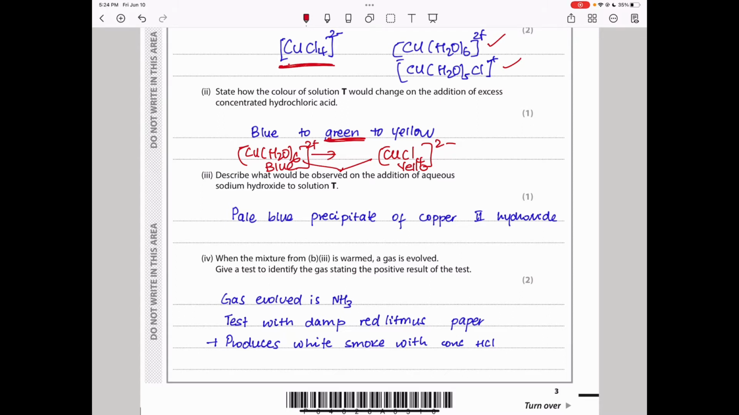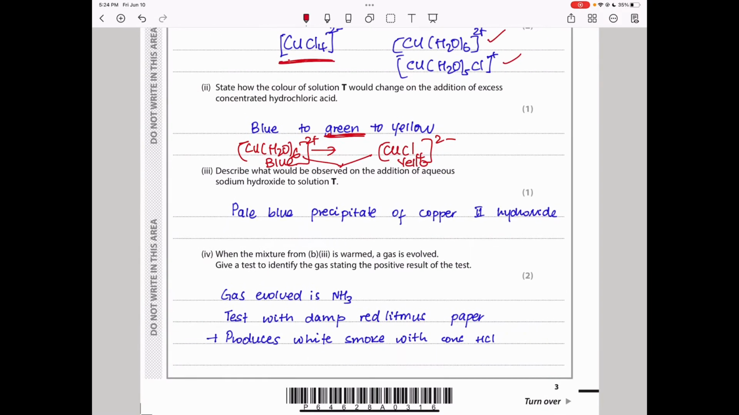Next, describe what will be observed on the addition of aqueous sodium hydroxide to T. Sodium hydroxide addition to T would cause the formation of a blue precipitate of copper 2 hydroxide. And then next, when the mixture from B3 is warmed, a gas is evolved. Give a test to identify the gas, stating the positive result.